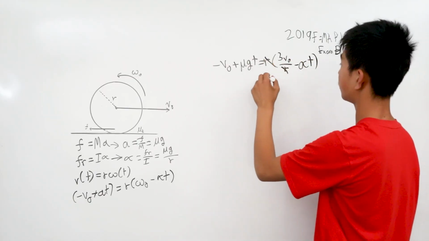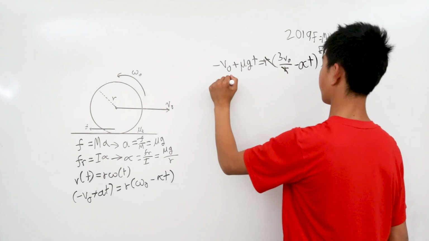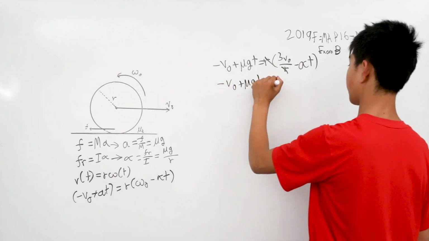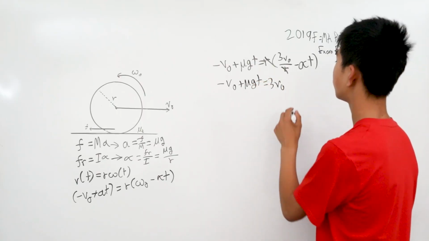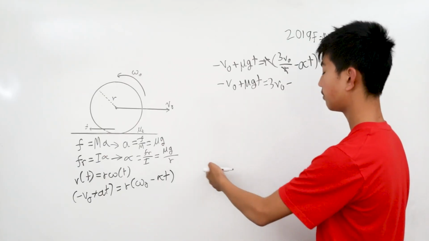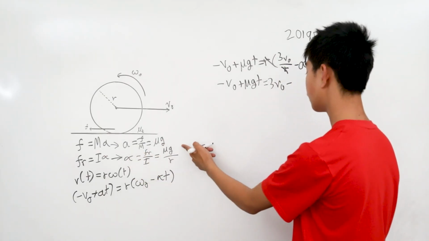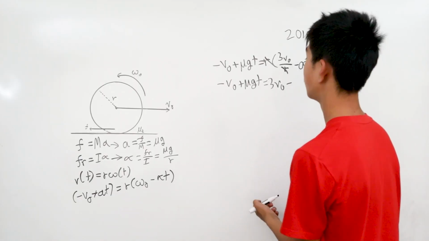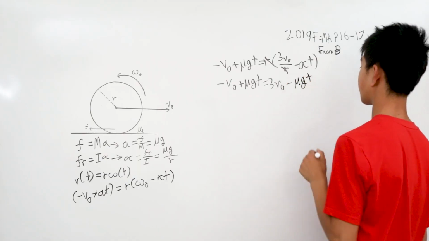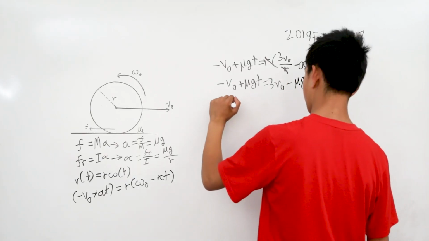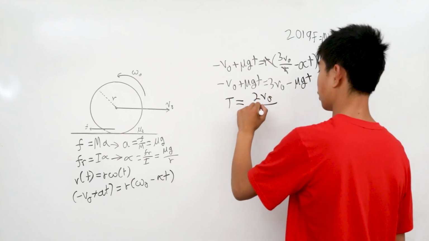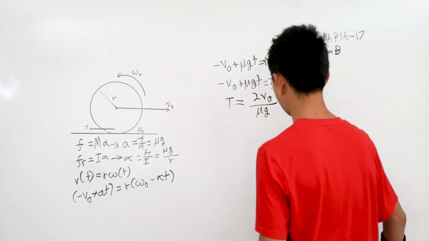Now these r's cancel. This becomes negative v0 plus mu gt is 3v0, and then minus, well, we know that alpha is mu of g over r. So these r's also cancel out, so this just becomes mu gt. We get that time is going to be equal to 2v0 over mu of g.